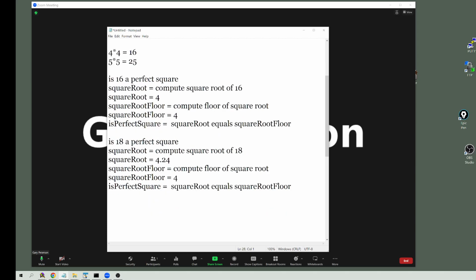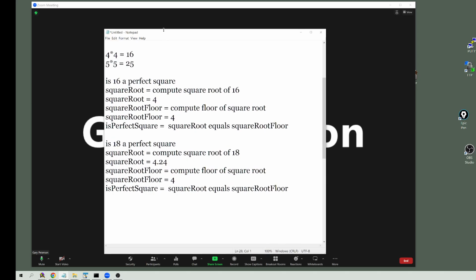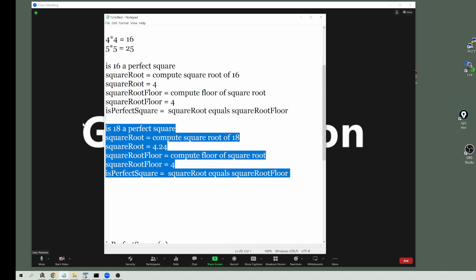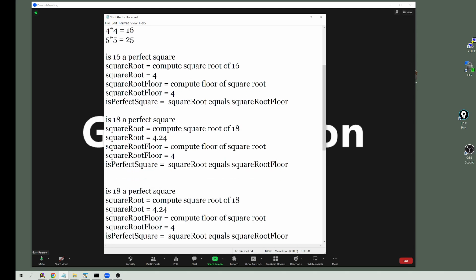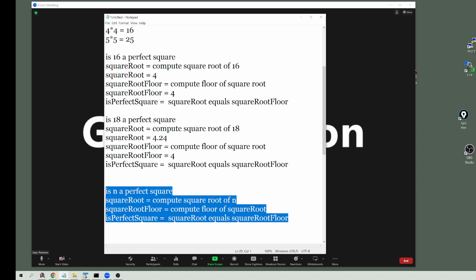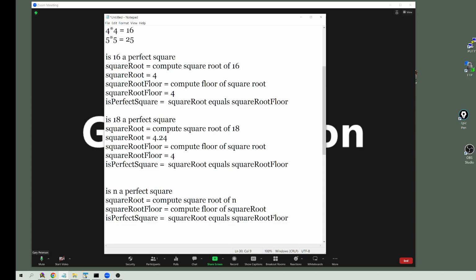Let's generalize our algorithm now to any variable n, right? Let's call the number n. So let's generalize it. We'll say, is n a perfect square? Compute square root of n. And the square root floor is compute floor of this. Now, equals that. Here's our algorithm. Then we would convert that into our coding language.